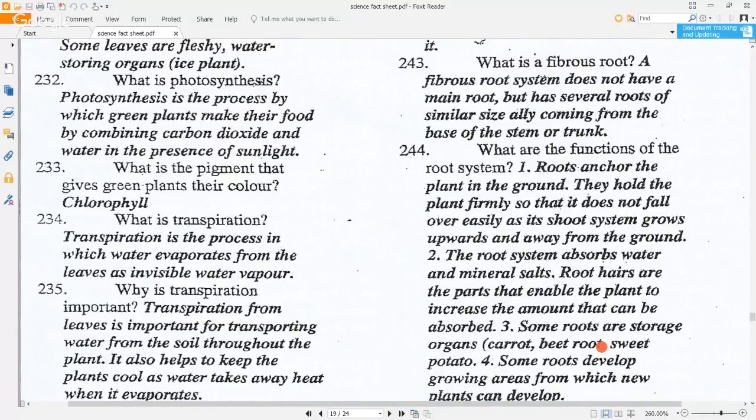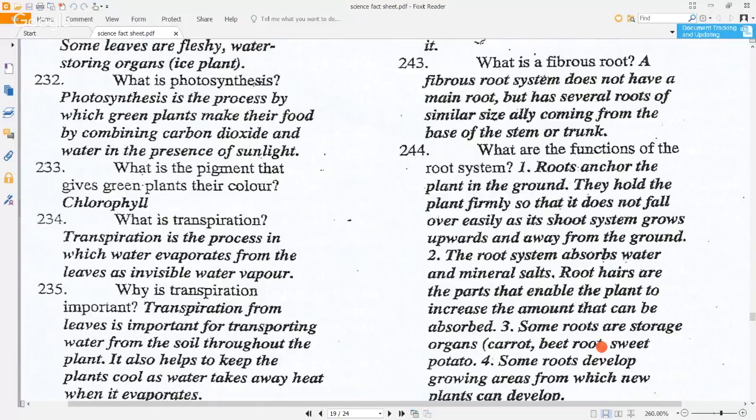What are the functions of the root system? One, roots anchor plants in the soil. They hold the plant firmly so that it does not fall over easily as its shoot system grows upward and away from the ground. What about the root system? The root system absorbs water and mineral salts. Root hairs are the parts that enable the plant to increase the amount that can be absorbed.